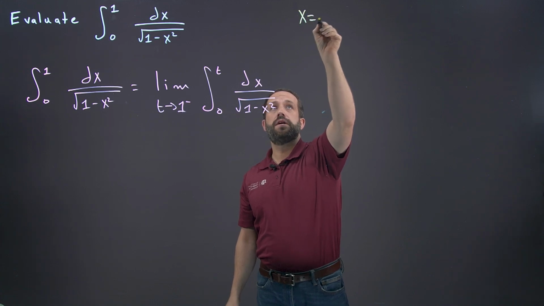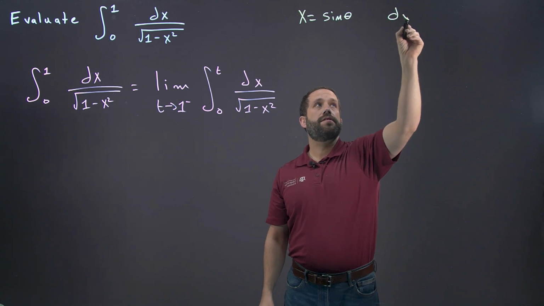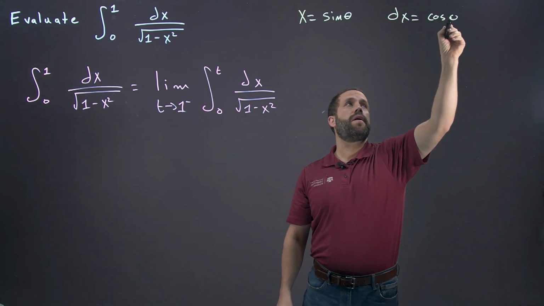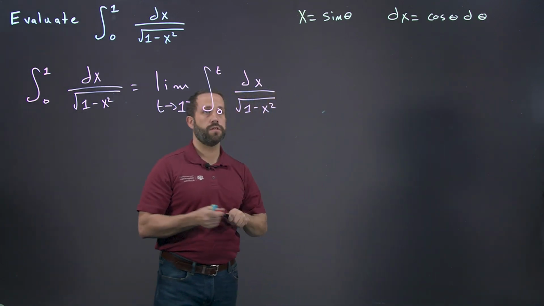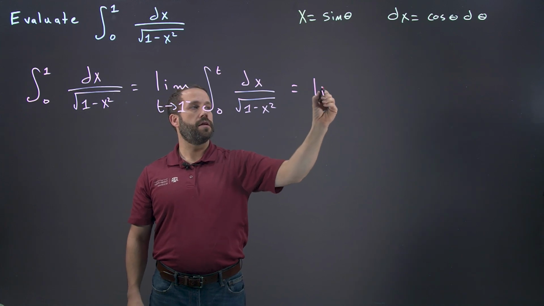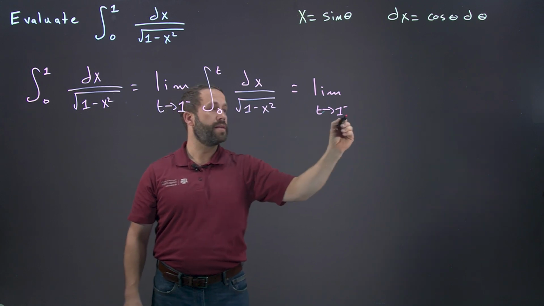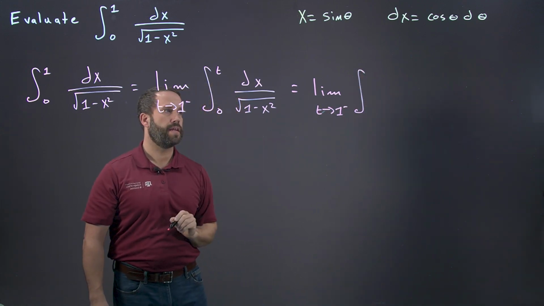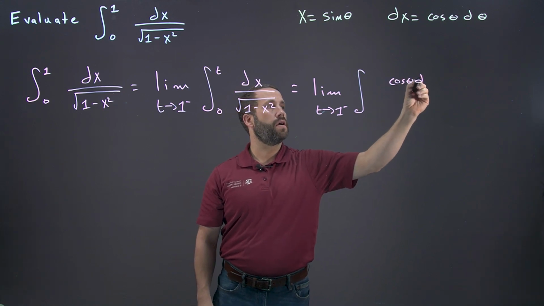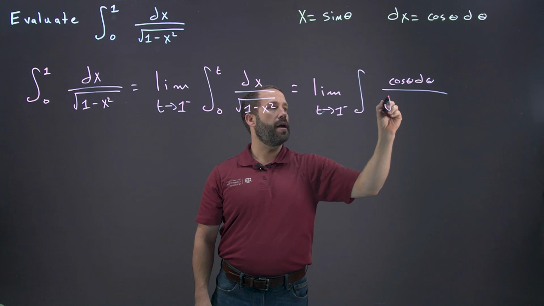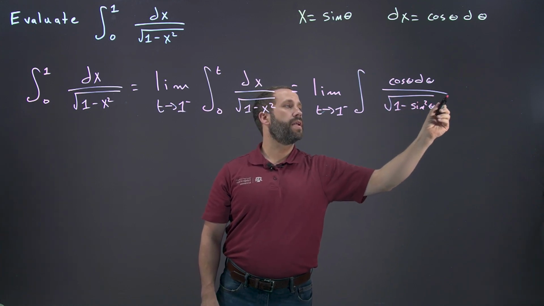So I can say x is equal to sine of theta, and then dx is going to be cosine theta d theta. What's going to happen over here in the integral, this is going to be the limit as t goes to 1 from the negative side. I'll change the bounds on the integral in just a moment. But dx is going to be equal to cosine theta d theta. In the denominator here, I'm going to get 1 minus sine squared theta.